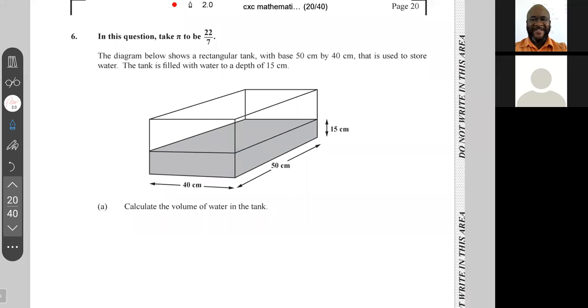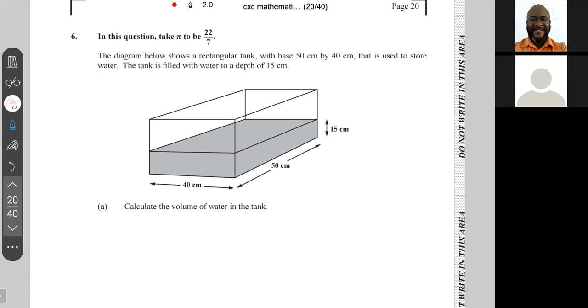All right, so we're looking at question number 6. Question number 6 says, in this question, take pi to be 22/7. The diagram below shows a rectangular tank with a base 50 centimeter by 40 centimeter, and it is used to store water. The tank is filled with water to a depth of 15 centimeter. Calculate the volume of water in the tank.